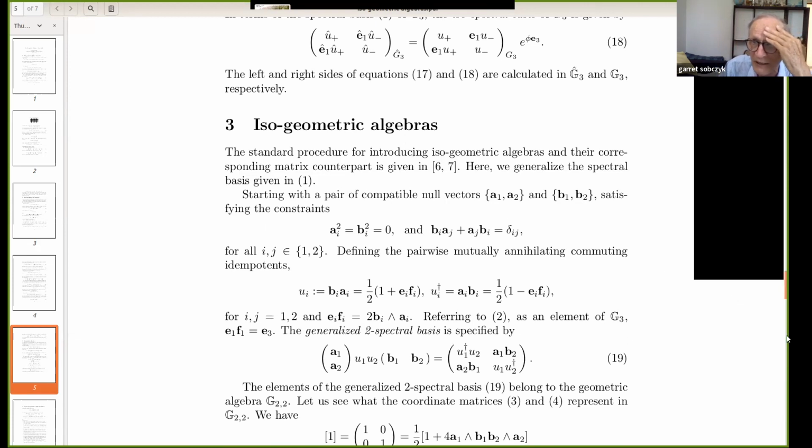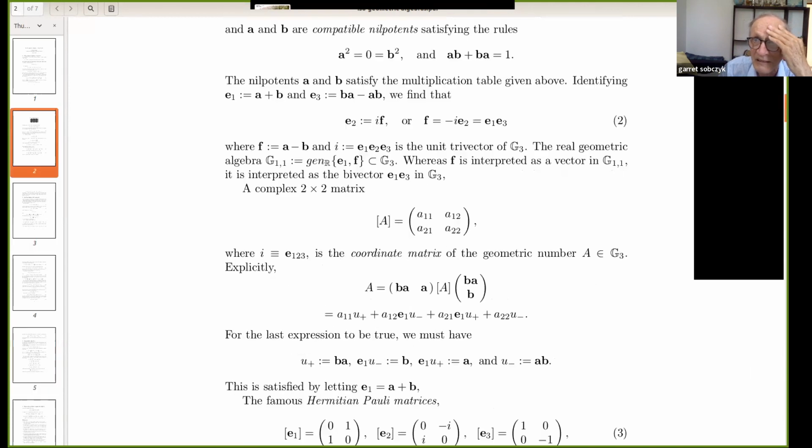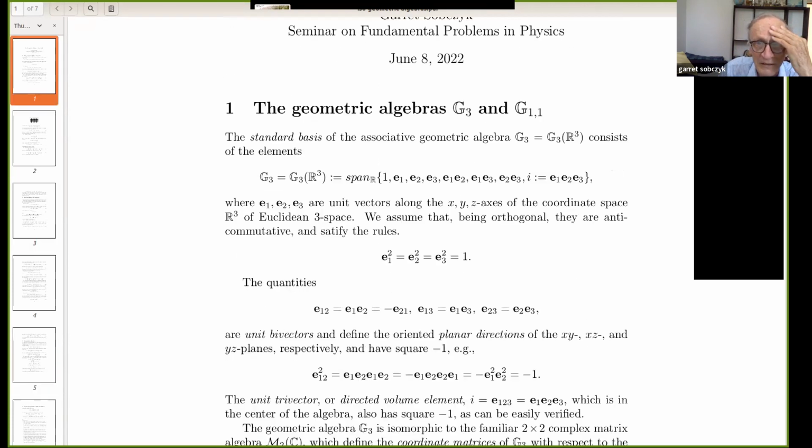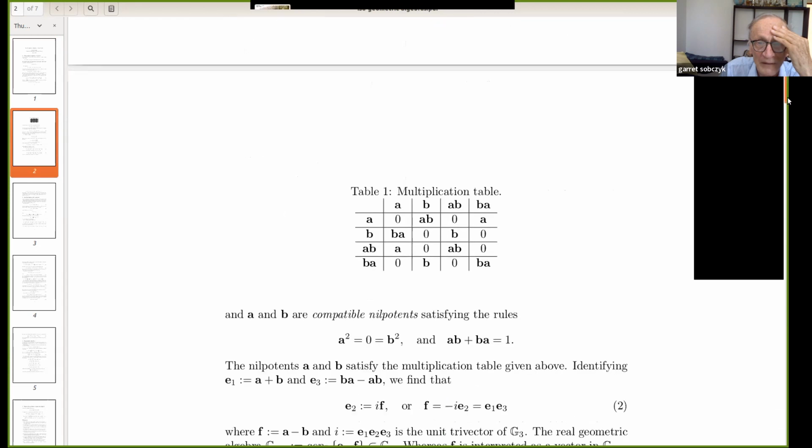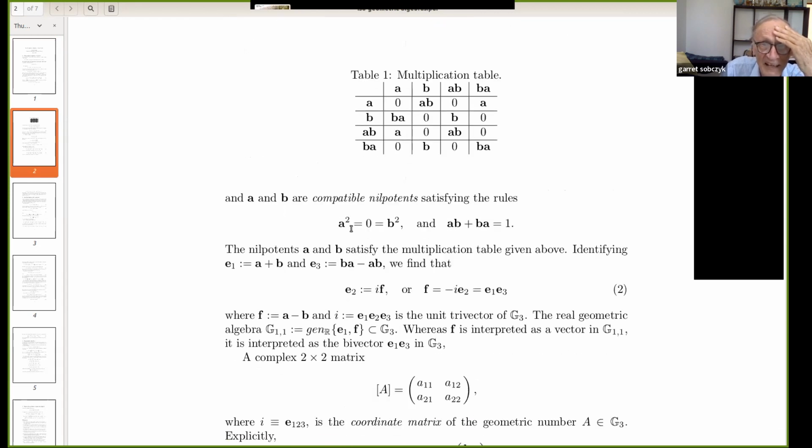Okay, maybe I'll go back to that quickly so you can see it's no different. This was a defining relationship between compatible nilpotents. A and B have square 0, and they have this duality type property. It's like a dual property: AB plus BA is equal to 1. Now, I'm taking two pairs of compatible nilpotents. That's one pair, A and B, which I'll call A1 and B1.